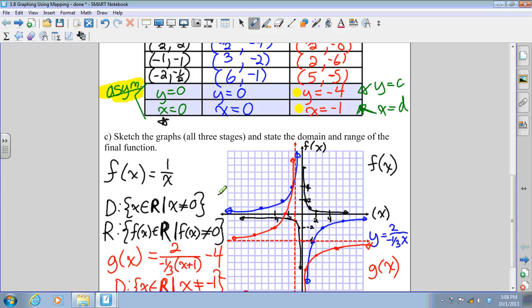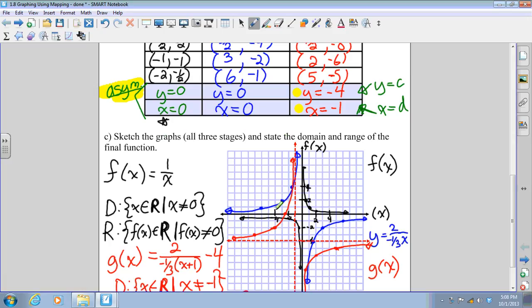So now when this question C says to sketch all 3 graphs showing each stage, this is time you're going to have to practice doing this, ladies and gentlemen. This is a major question on your unit test, and you need to make sure you can do these mapping questions, okay? So please make sure that you are ready to do that. Okay, so it says to sketch all three graphs and state the domain and range of the final function.